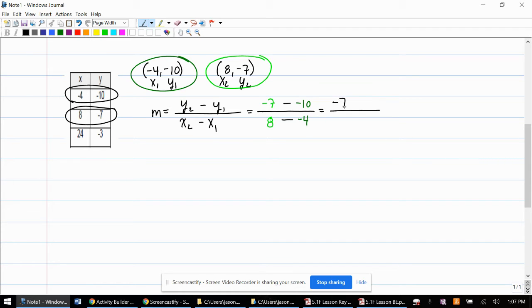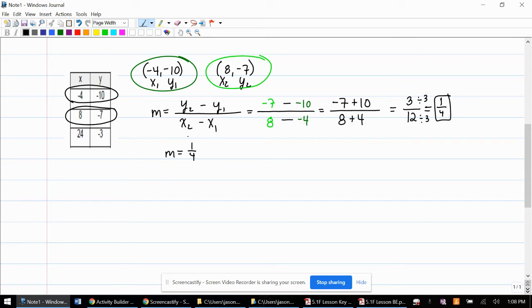And the top is -7 plus 10, the double negatives cancel, and 8 plus 4. -7 plus 10 is 3, and 8 plus 4 is 12. And this simplifies down, dividing by 3, to 1/4. All right, so we have 1/4, and that's our M.